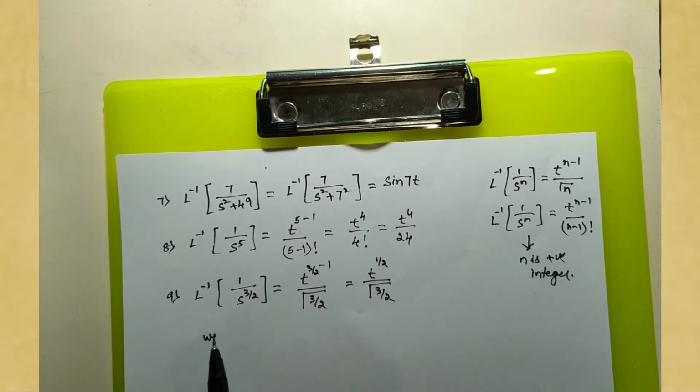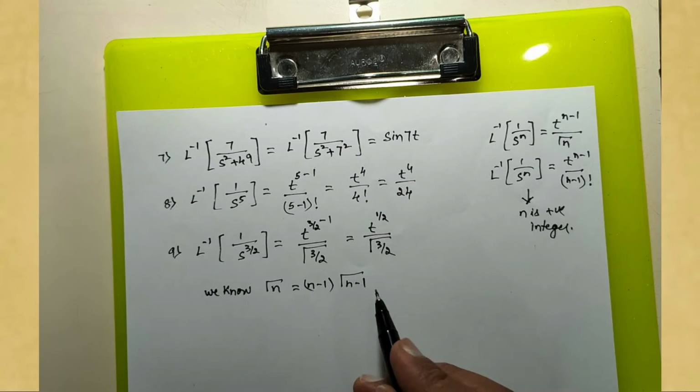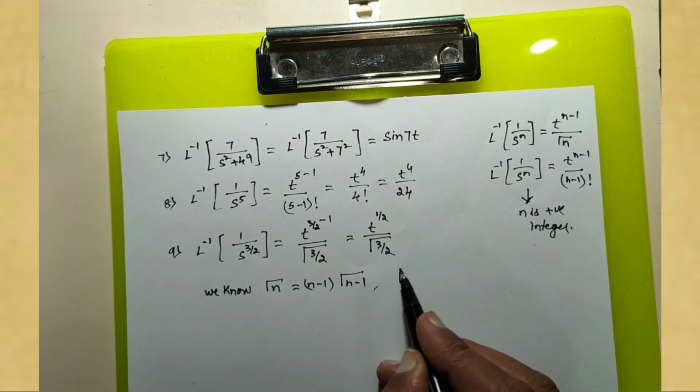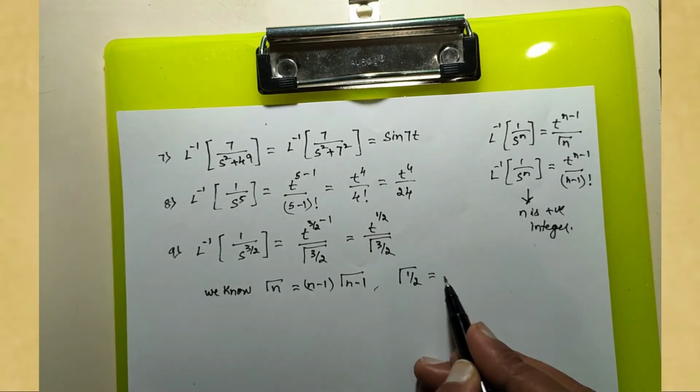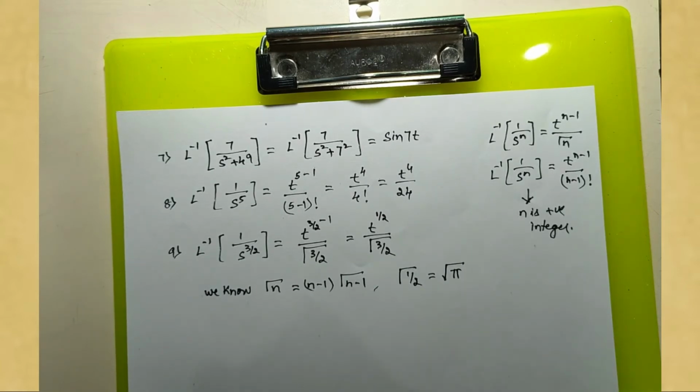We know the simple formula of gamma of n. Gamma of n will be equal to n minus 1 into gamma of n minus 1. In the gamma function, this is a formula you have to remember. Gamma of n will be n minus 1 into gamma of n minus 1. There is another formula, gamma of half will always be square root of pi. These are the basic formulas you need to remember.